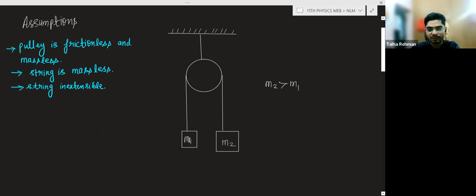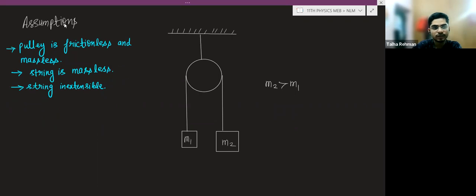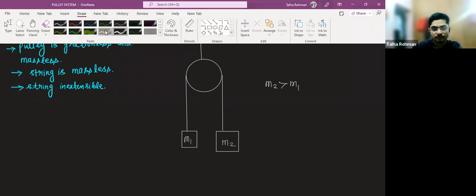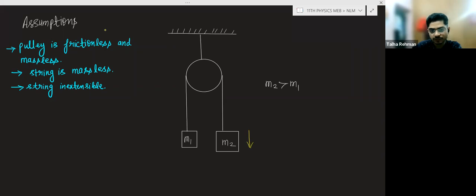Here is mass 2, here is mass 1. Since mass 2 is greater than mass 1, mass 2 will move in the downward direction and mass 1 will move in the upward direction. Now we will draw the free body diagram of mass m1 and mass m2, then solve for the acceleration and the tension.